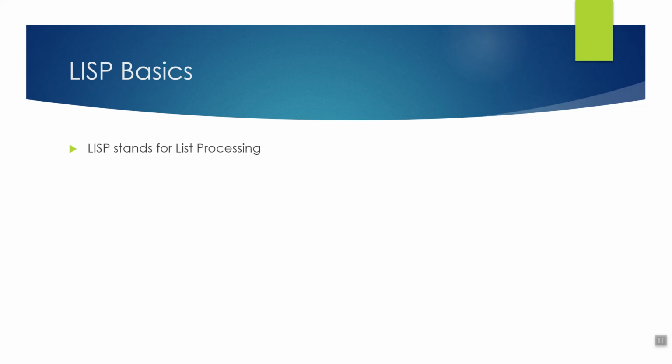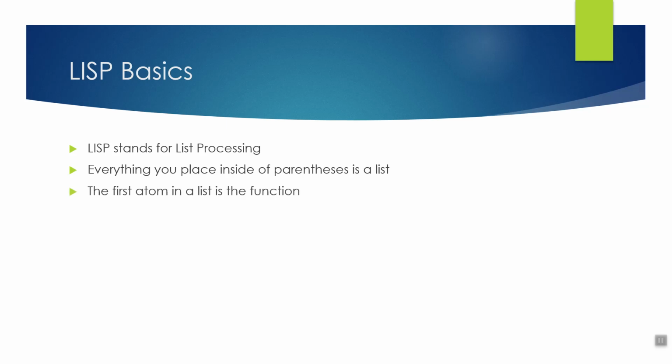So LISP stands for list processing. You're going to give it a list. It's always going to try to return information to you. And we'll see this in a few minutes, but one of the important things to remember is that when you run LISP, AutoCAD is always going to return some type of information to you. Everything you place inside of parentheses is a list. The first atom in a list is the function. The second and any other items in the list are arguments.